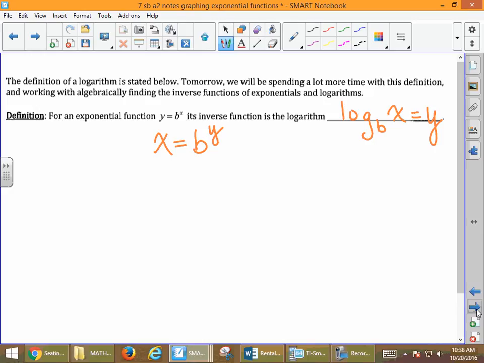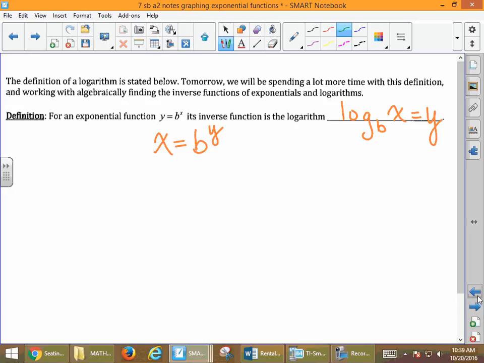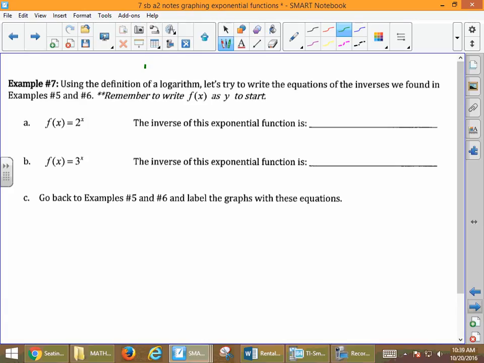It looks pretty foreign, and again, we're going to spend a fair amount of time with this. But let's just try to practice here for a couple of moments using the definition of logarithm. If we had x equals b to the y, because that was our inverse, then the logarithm would be log base b of x equals y.